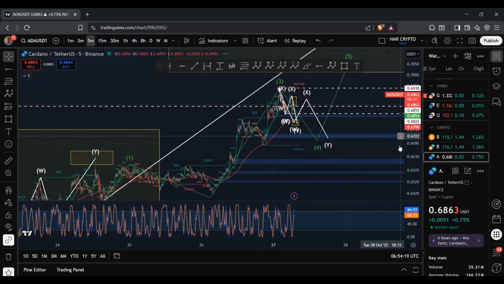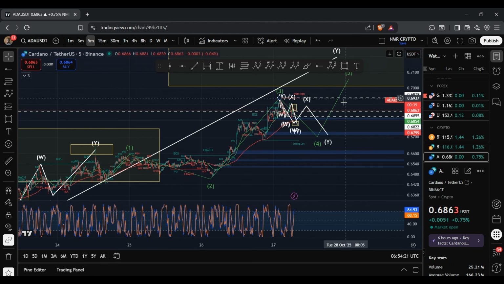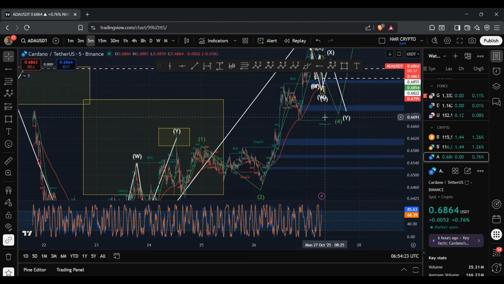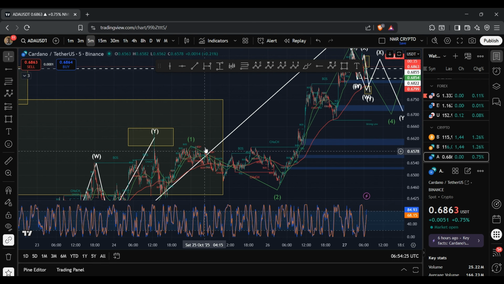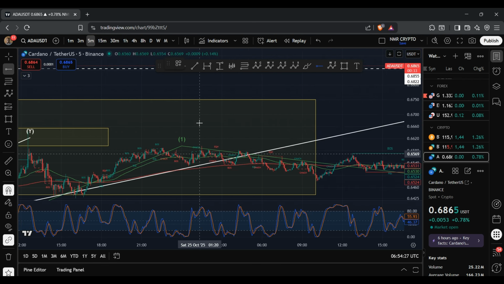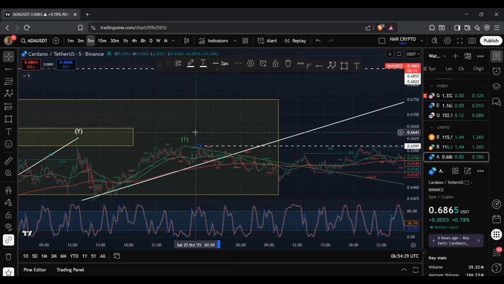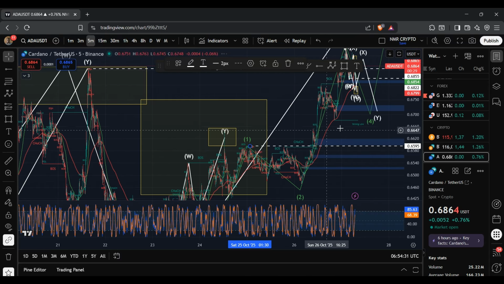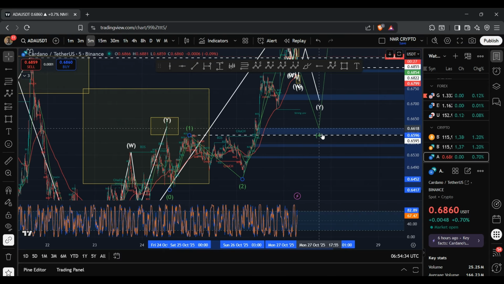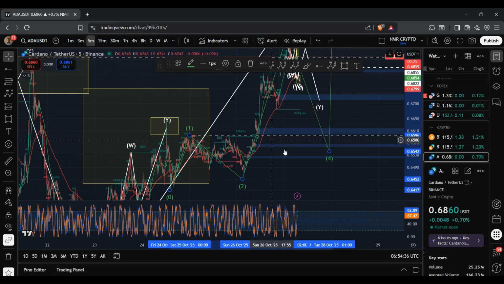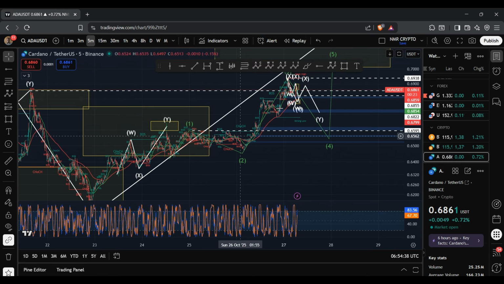And in order for the 5-wave structure to be in play, what we need is for the price of ADA to not breach past the wave 1 or the wave 2 origin. And that level sits over here at 65.95 cents. If the price of ADA was to exceed this level, then that will then invalidate this 5-wave structure.